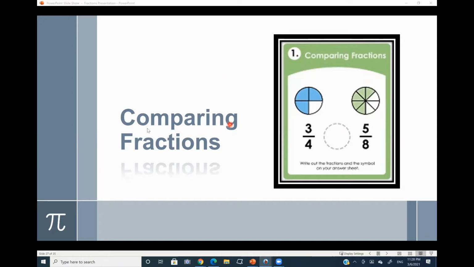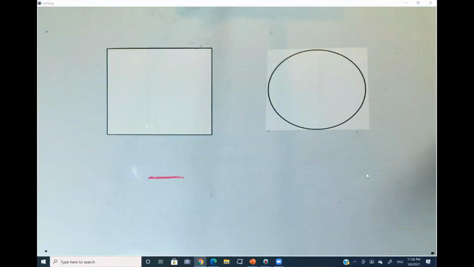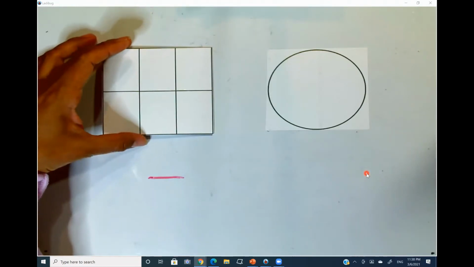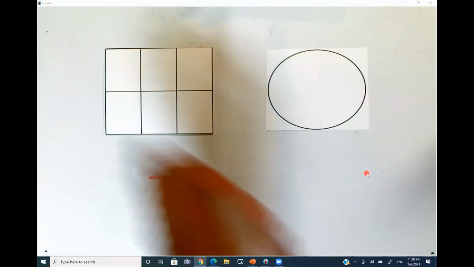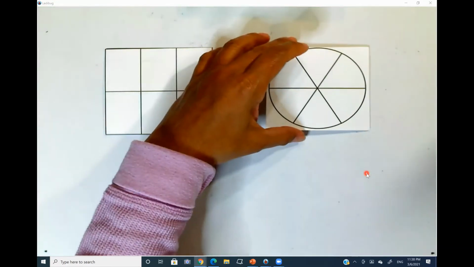Today, we're going to be comparing fractions, and our learning objective is: I can compare fractions using models of the same size. A fraction is when you divide a whole into equal pieces. Let's divide this square into 6 equal pieces, and we'll do the same with this circle. We're going to divide it into 6 equal pieces.